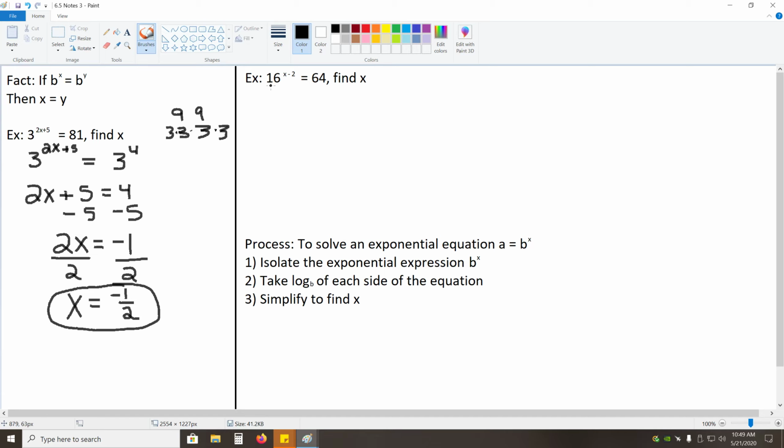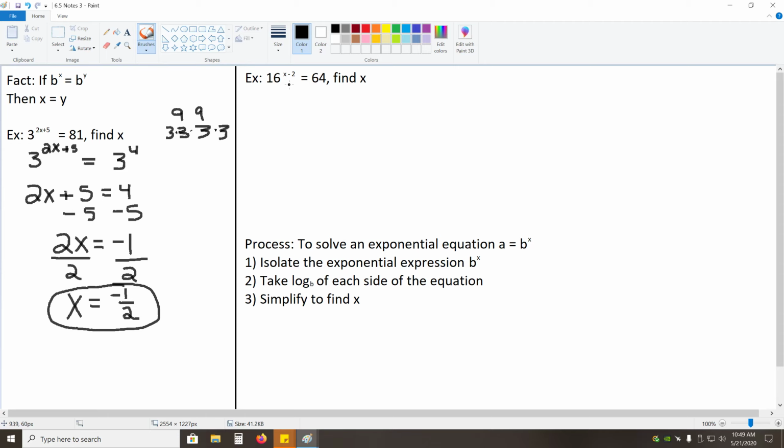From here, we now have 16 to the x minus 2 equals 64, and we want to find x. Take a moment, pause the video, see if you can figure this one out. Okay, so trying this together, there are multiple ways to go through this problem.